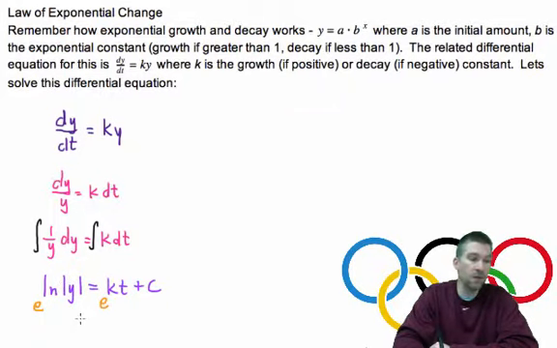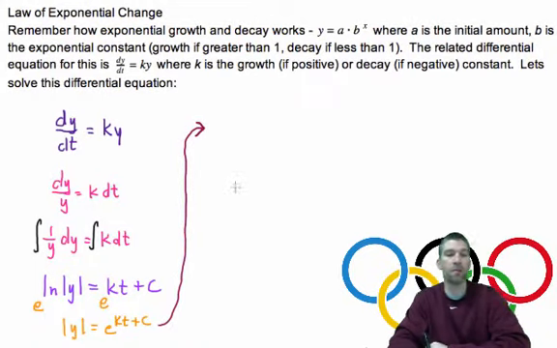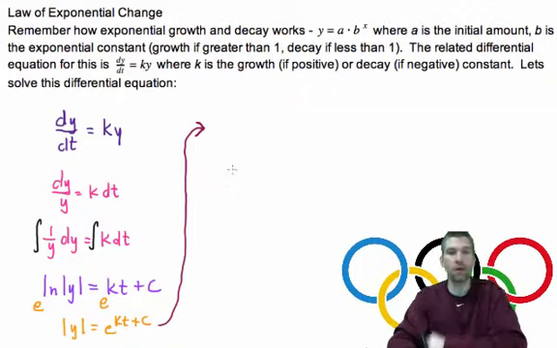And what that's going to give me then on the left is the absolute value of y equals e to the kt plus c. All right. Again, I know this is different and perhaps a little strange to think about how to solve a problem like this, but it's totally on the up and up.